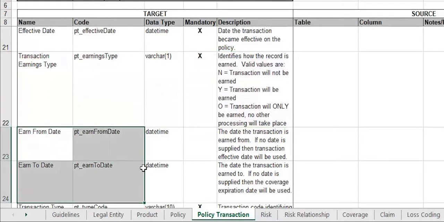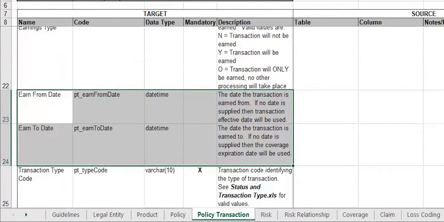In rows 23 and 24, we have an earn from date and an earn to date, which you can pretty much disregard. These are typically used if you don't use standard earnings periods. Some companies, depending on the line of business, may have a perpetual policy, meaning it is in force until canceled. There is no expiration date. In this case, they would do annual audits and then have an earnings period that is for a year. Thus, they specify the earned from and the earned to dates since they don't have an expiration date. Most often, you won't need to worry about this.